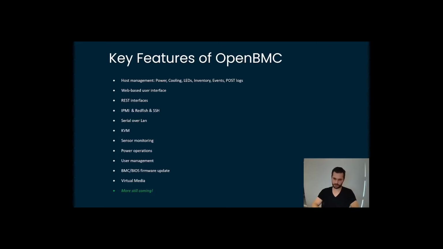So what are the key features of OpenBMC? Here are a lot of features. One of them is power management, to see how many watts the host server is pulling. Cooling, to see what the PWM is of the fans, LED indicators, inventory to see all the sensors, serial numbers, DIMMs, or CPUs, event logs and POST logs. It provides a web-based user interface, a lot of REST interfaces, so like a normal API, but also Redfish, SSH, and traditional IPMI can still be used. Serial over LAN, which can be used over Redfish, Web UI, or SSH. KVM.